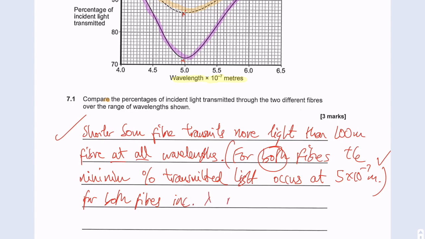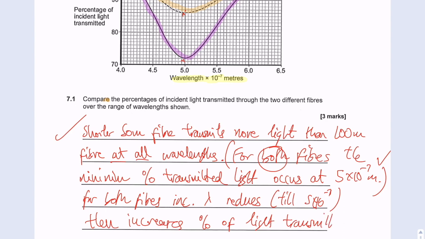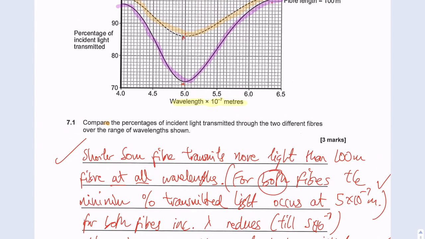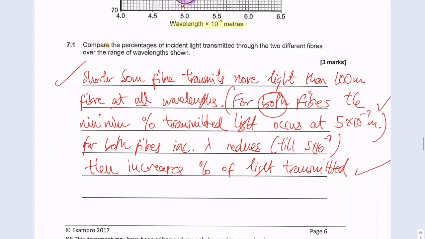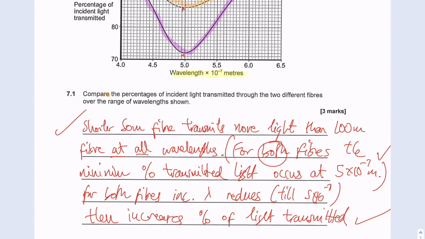So for both fibers, increasing the wavelength reduces, and I would say probably till 5 times 10 to the minus 7, then increases the percentage of light transmitted. Now that's pretty much what you needed to do. That's your third mark there. Now the problem is that some people did make a bit of a comparison about the beginning points. They said the 100 meters starts higher than the other one, but that wasn't as high up on the list of priorities. Okay, so that is your final answer there.